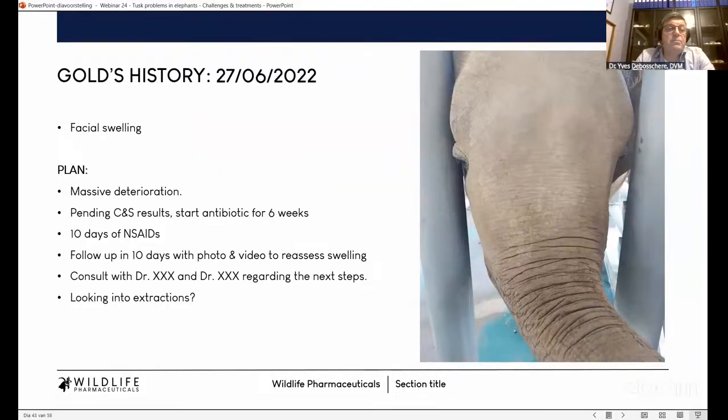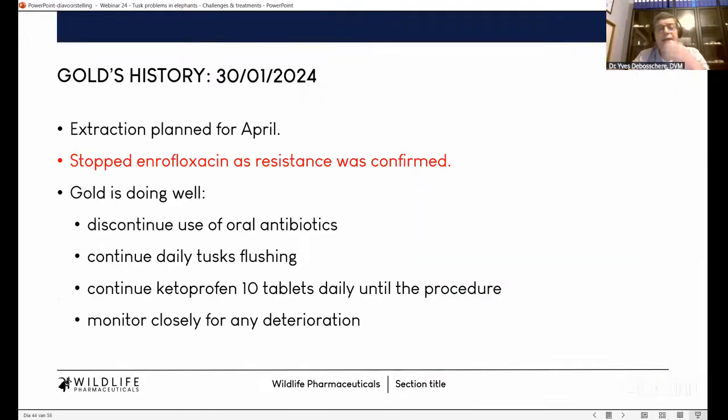So at a certain time, there was facial swelling. That means that the infection is really going up. And there was massive deterioration. And then they started to think about maybe the next step and look into extraction. So you see that very often they wait a long time for extraction.